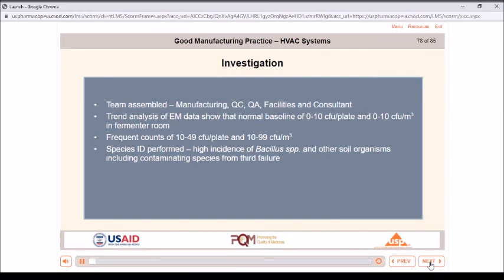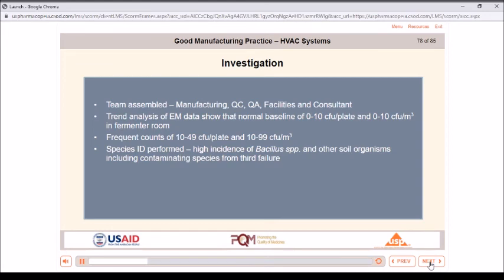Investigation. After the third batch failure, all activities in the suite were put on hold and a full investigation was initiated. An investigation team was assembled, which included manufacturing, QC, QA, facilities, and a GMP consultant who immediately requested a review of the environmental monitoring EM data.